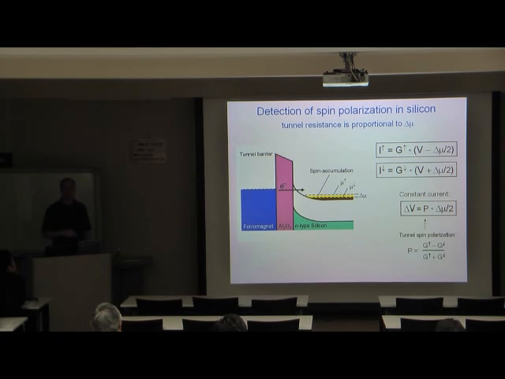If you work out the equations, then you can easily see that if you change the magnitude of delta mu from some finite value to 0, which is what we do with the Hanle effect, in that case the total tunnel current changes. Or if you keep the tunnel current constant, you will see that the voltage drop over this junction changes, and you can write down an equation for that.